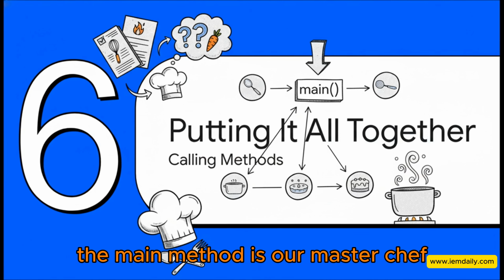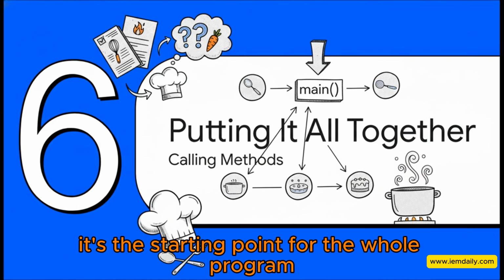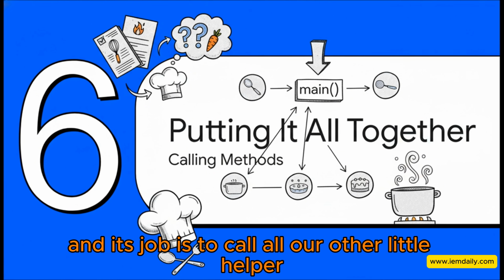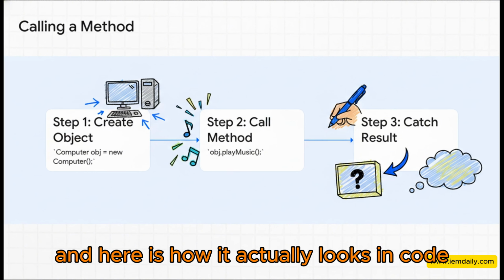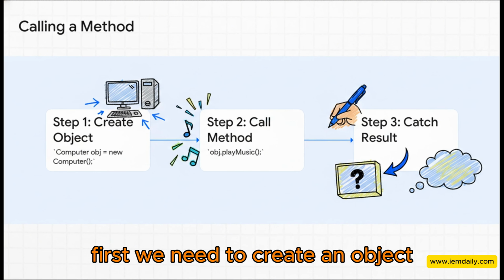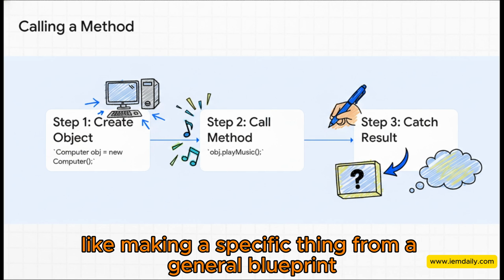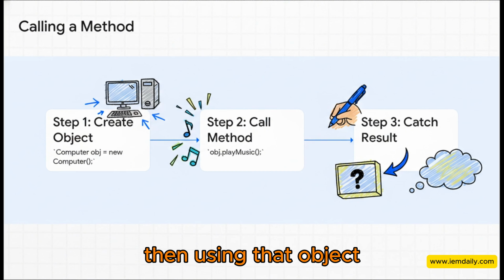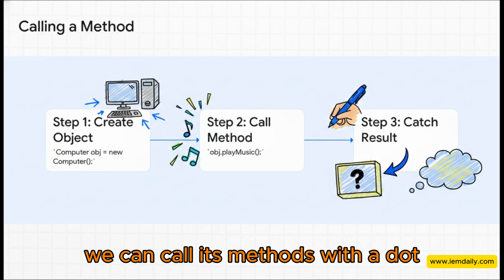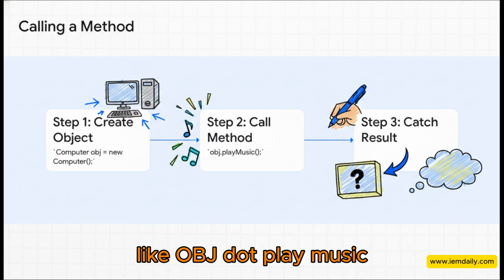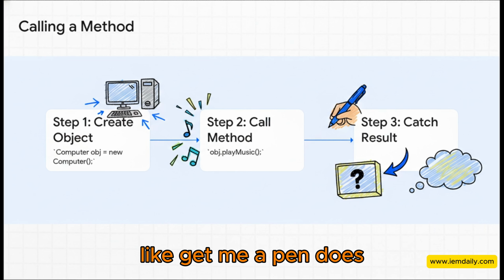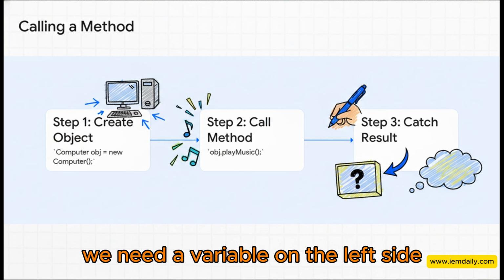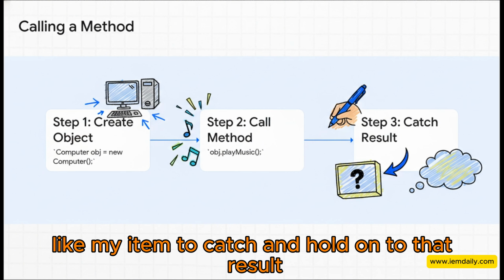So we've designed all our individual recipe steps, but how do we actually start cooking? In Java, the main method is our master chef. It's the starting point for the whole program, and its job is to call all our other little helper methods in the right sequence to get everything done. And here's how it actually looks in code. First, we need to create an object. Think of this like making a specific thing from a general blueprint. So we create a specific computer called obj. Then, using that object, we can call its methods with a dot, like obj.playMusic. And if the method gives something back, like getMeAPen does, we need a variable on the left side, like myItem, to catch and hold on to that result.